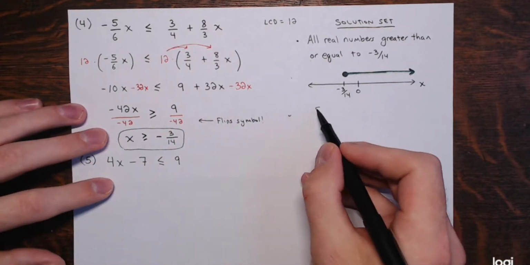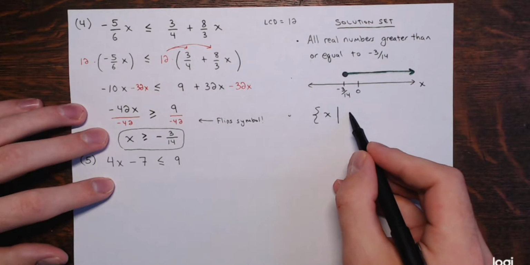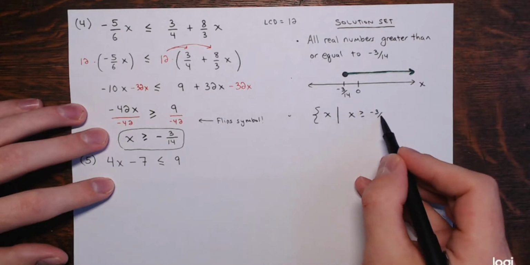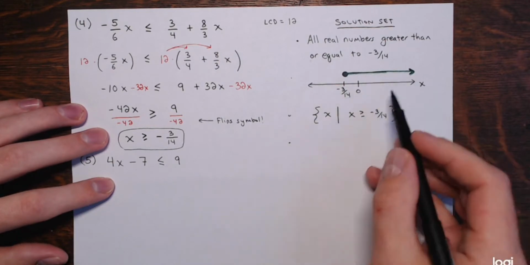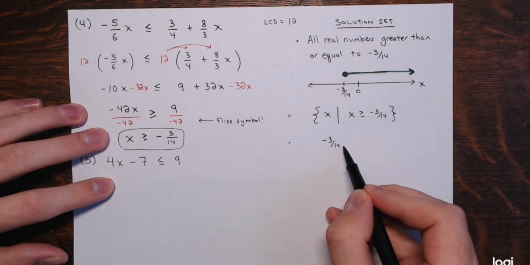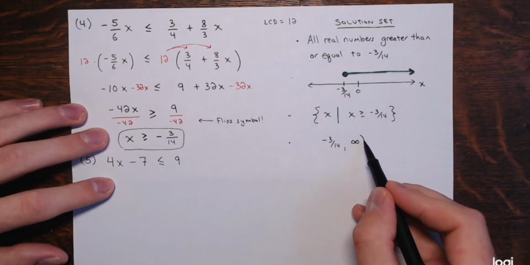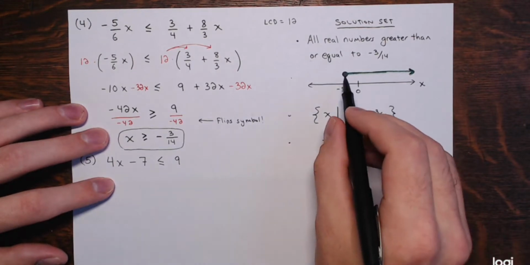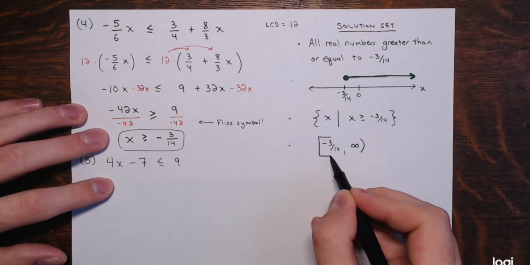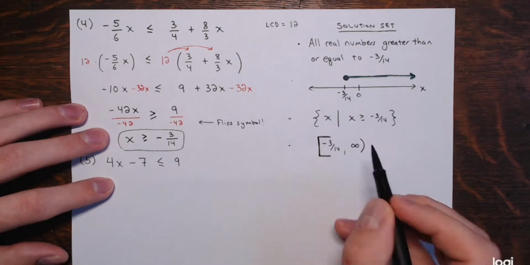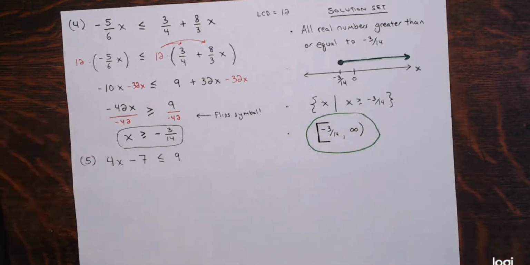Then set builder notation, again, it's very simple once it's solved. It's all values of x such that x is greater than or equal to negative 3/14. And finally, the interval notation, right? The left end is at negative 3/14. The right end, well, there is no right end, so positive infinity. Always parentheses on the infinities. But this time, the left end, negative 3/14, is included. So I'm putting the square bracket, right? Not a parenthesis. And that's what they want, right? The interval notation for the solution set.